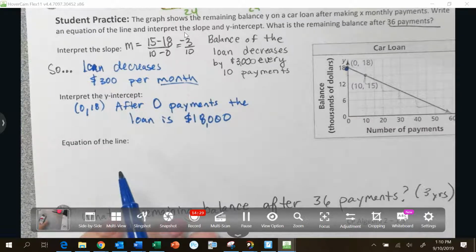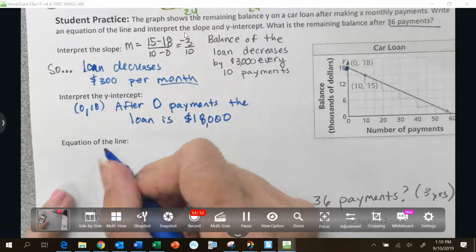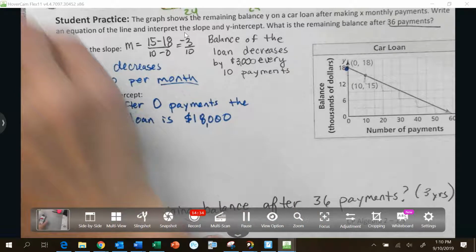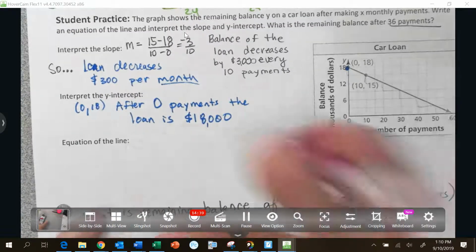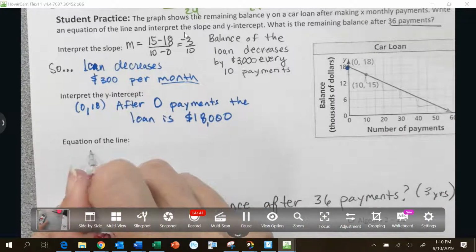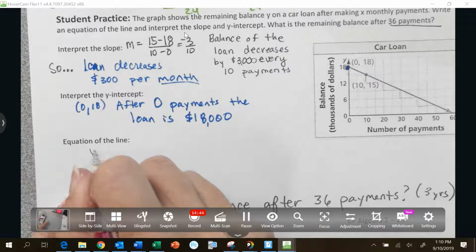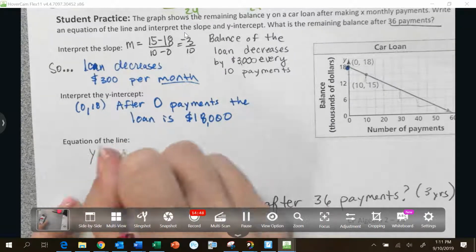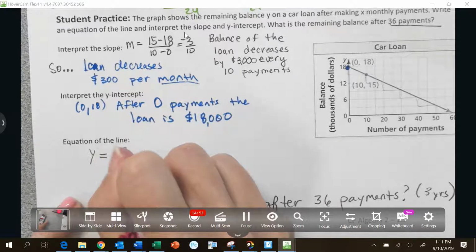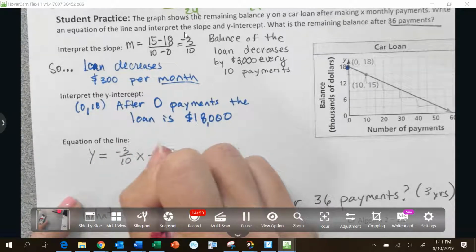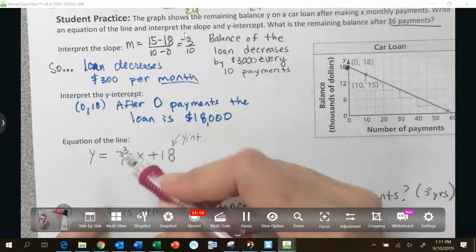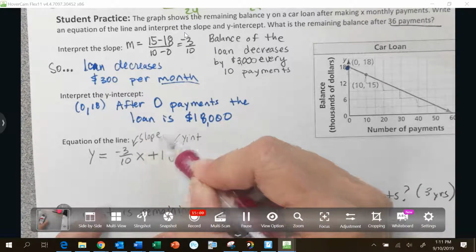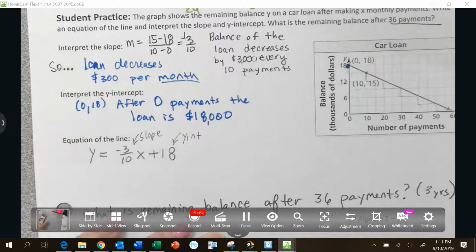The equation of the line. We need it to answer the next question. I know the slope, I just need point slope form. Oh, I know my y-intercept already. So y equals -3/10 x plus 18 is the equation of the line, because I know my y-intercept and I know my slope. I didn't even have to do point slope form because I already knew my y-intercept from the graph.